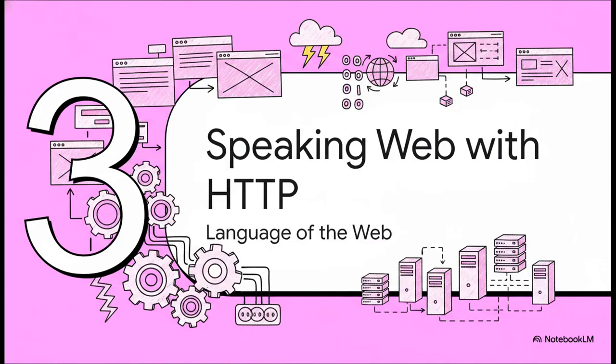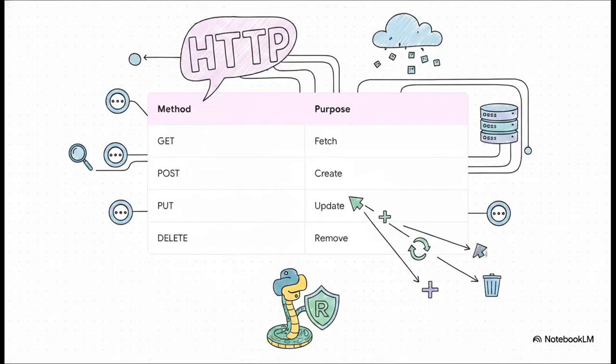All right, Section 3, Speaking the Web with HTTP. We've got our engine room built, so let's move up to the language most of the modern web actually speaks. While sockets are those low-level wires, HTTP is the high-level language apps use to talk over those wires. Most modern applications use HTTP, relying heavily on four foundational methods. You've got GET to fetch data, POST to create it, PUT to update it, and DELETE to remove it. And by using Python's awesome requests library, you don't even have to build complex sockets by hand.